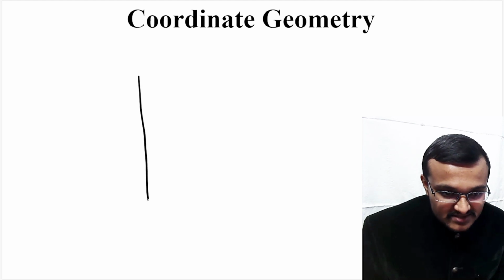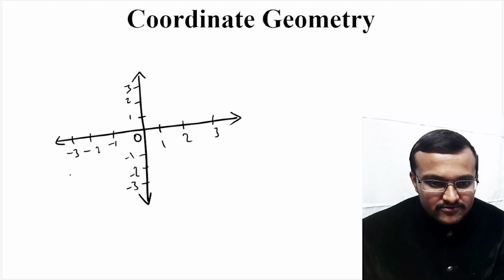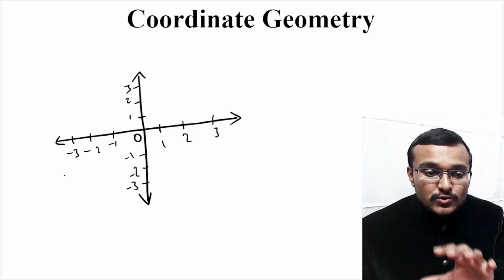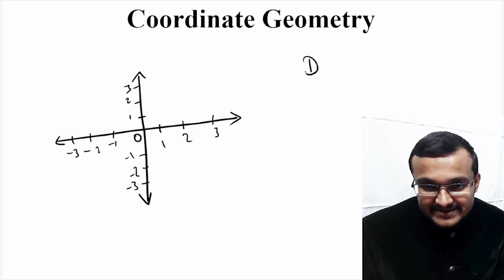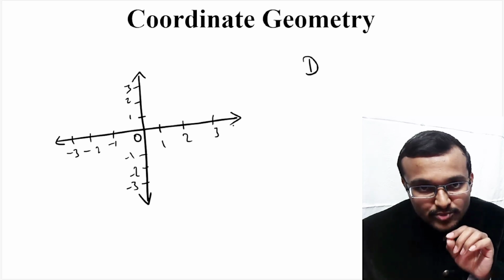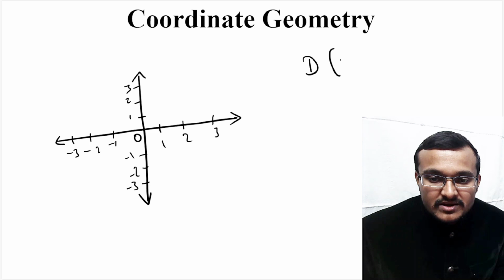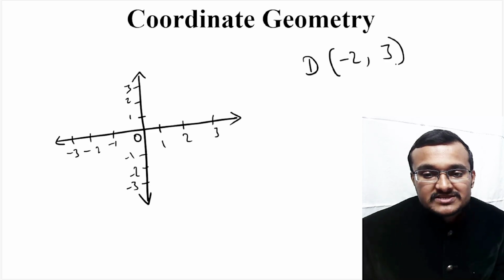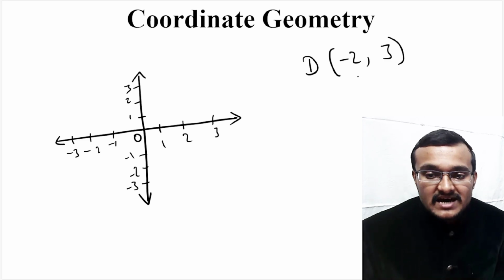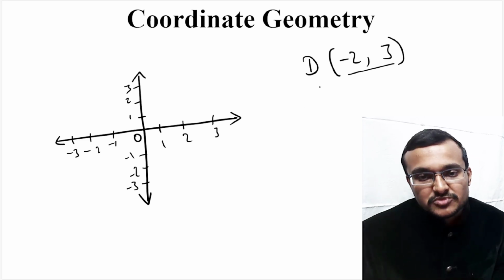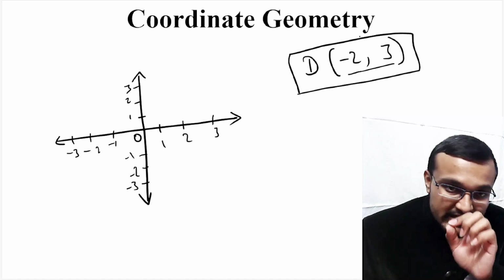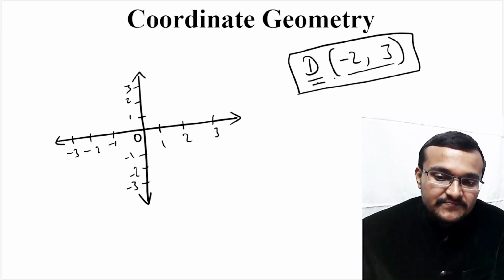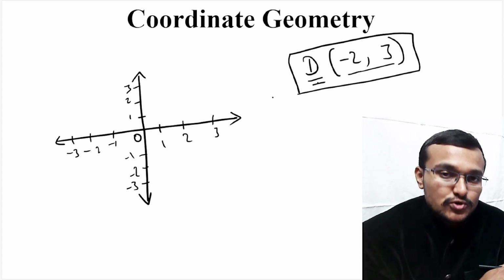So let me draw this Cartesian system one more time. Now we have the Cartesian system and you have to locate a particular point. Let's name this point D. So this D point is somewhere around -2 comma +3. Now this point D is around the -2 comma +3 position. If I give you this information, you should be able to locate the position of D in this Cartesian system. How to do that?